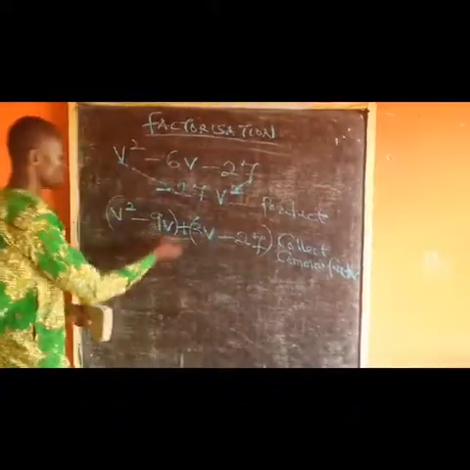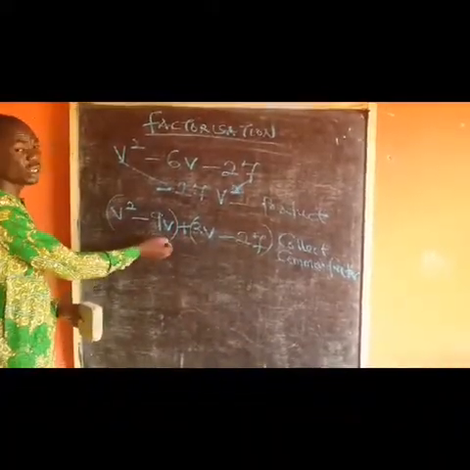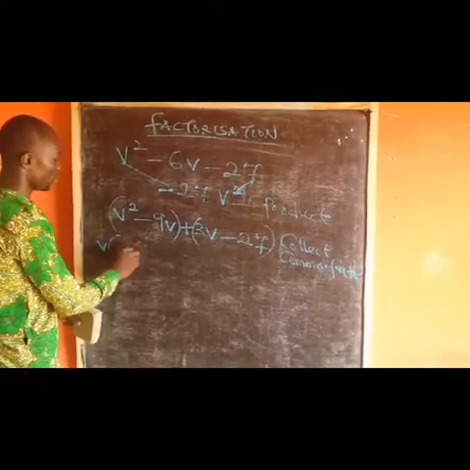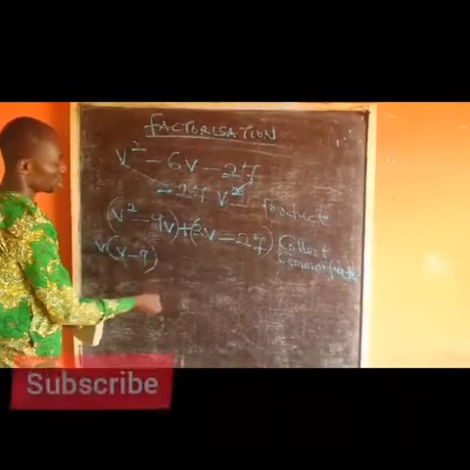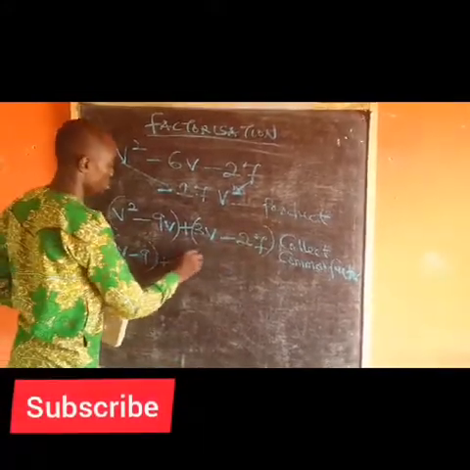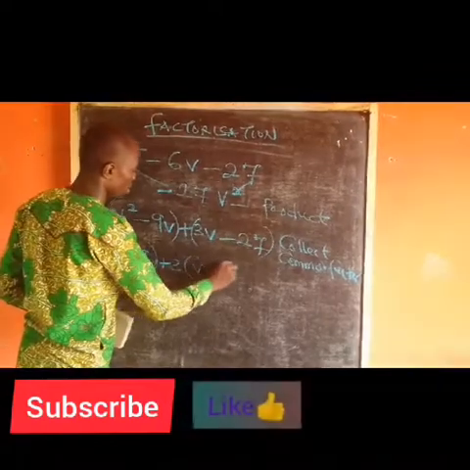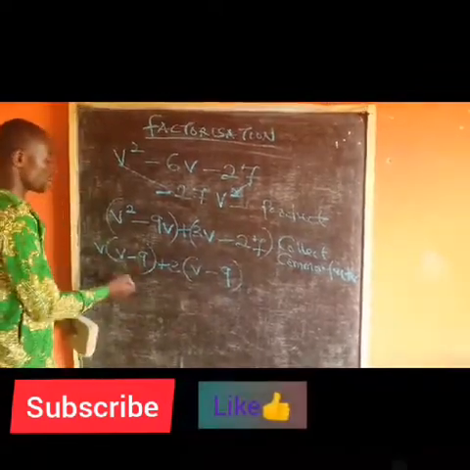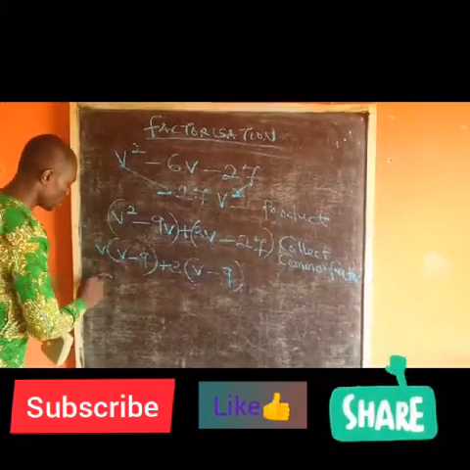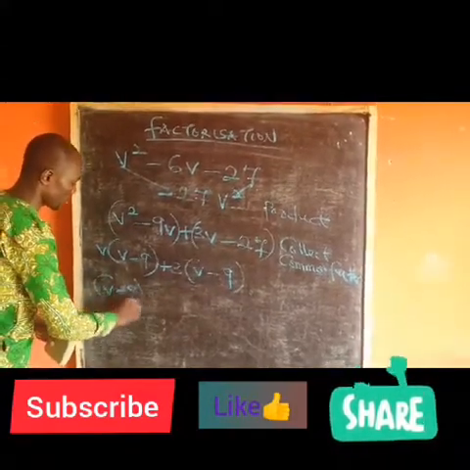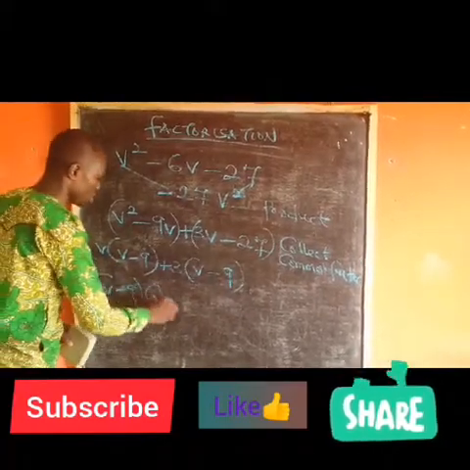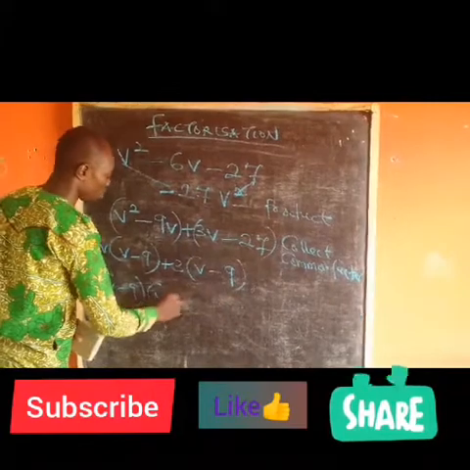So let's see the common factor here. V is common here, so that will be V minus 9. What's common here? 3. That will be V minus 9. You can see that V minus 9 is common. You just pick it out. That will be V minus 9. When I remove V minus 9 here, I'll be left with V. When I remove V minus 9 here, I'll be left with plus 3.